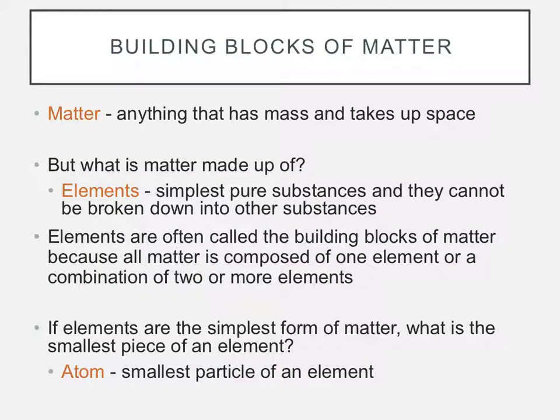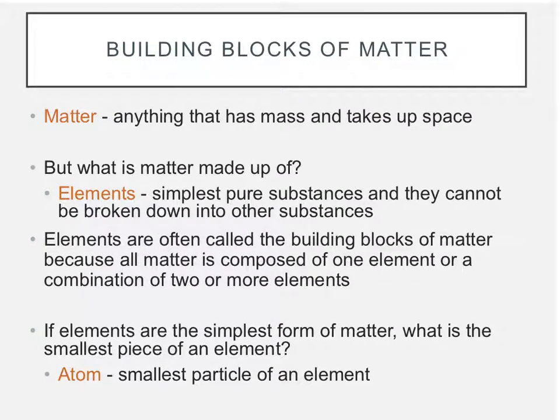So, just as a reminder for you, matter is anything that has mass and takes up space. And this is important because all living things are made out of matter. So the question then becomes, well, what is matter made up of? Matter is made up of elements, which are the simplest pure substances that we can have in existence. The thing about elements is you can't break them down into other substances. So a carbon atom is a carbon atom. It can't be broken down into anything else.